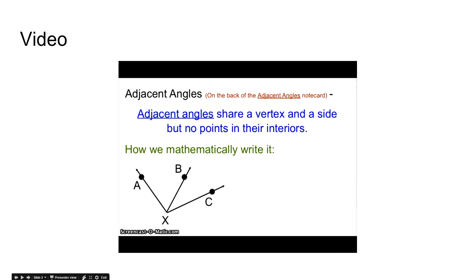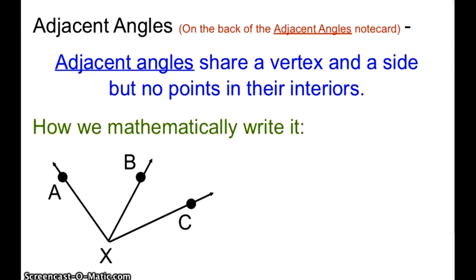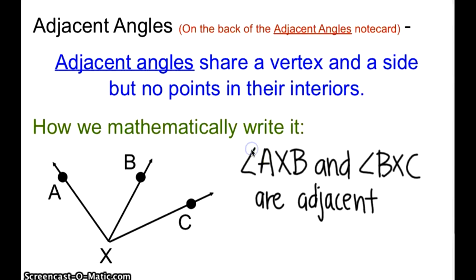The first note card that you're going to need is adjacent angles. On the back of that, you're going to write the definition. Adjacent angles share a vertex and a side, but no points in their interiors. So mathematically, we're going to write it. Here are 2 adjacent angles. They share the line that has point B on it. So we're going to write that angle AXB and angle BXC are adjacent. Know that this symbol right here means angle. So angle AXB and angle BXC are adjacent.